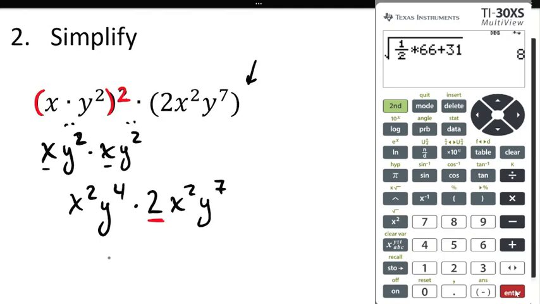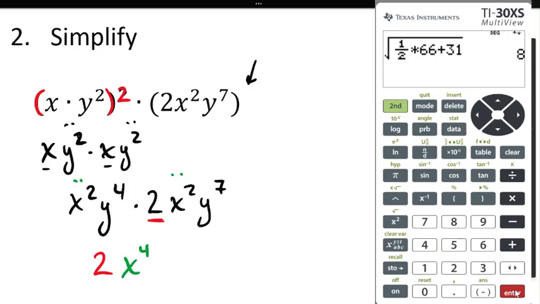So I'm just going to go ahead and write that 2 out front. And then in terms of x's, you can see I've got 2 of them here and 2 of them here. So I have a total of 4 factors of x in my answer. So I'll write x to the 4th power.